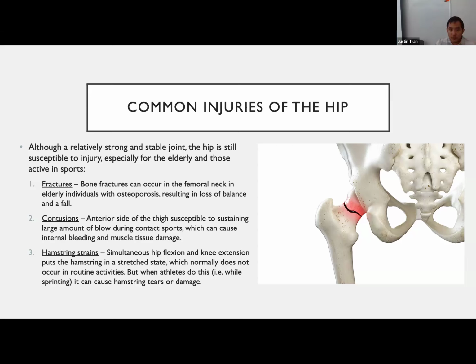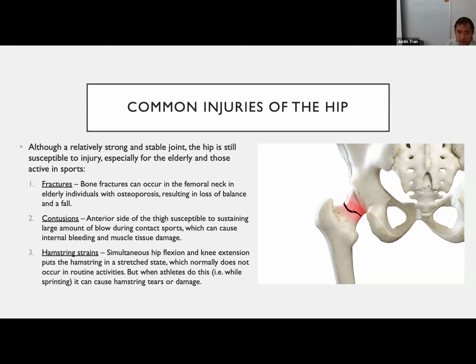And what's common is that this femoral neck here has a part where it thins out. If you have weak bones, like osteoporosis, you can get fractures or sometimes hairline fractures in that neck. And that can cause a lot of pain for people and a lot of loss of balance. Another common injury at the hip doesn't really have to do with geometry. It's just contusions. And contusions are simply bruises.